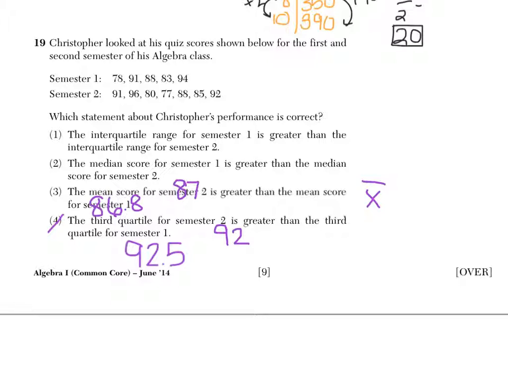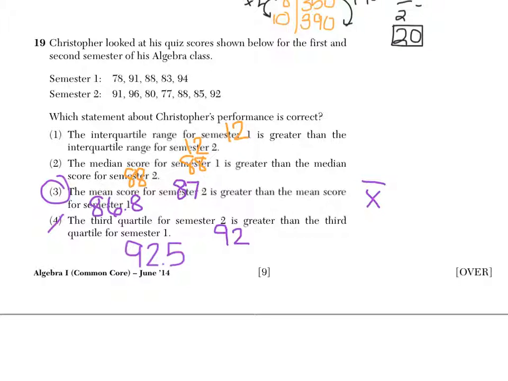Answer choice 3 says the mean, that's the average, and in your calculator it looks like x with a bar over it, for semester 2, which is 87, is greater than the mean for semester 1, 86.8. Answer choice 3 is correct.